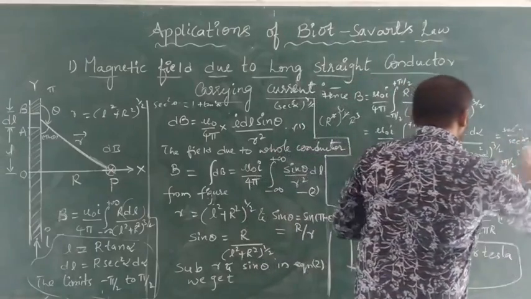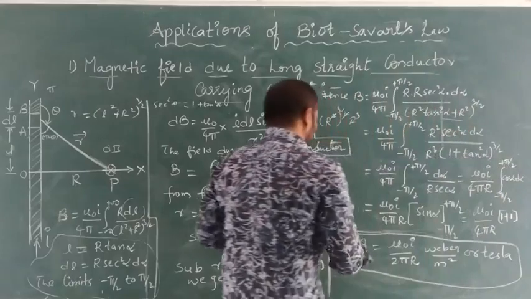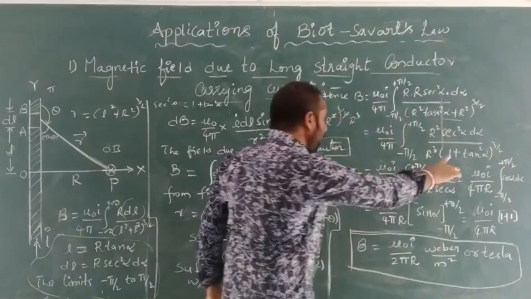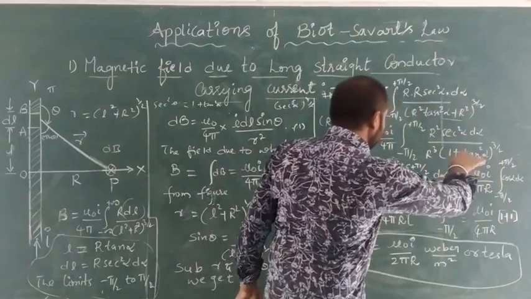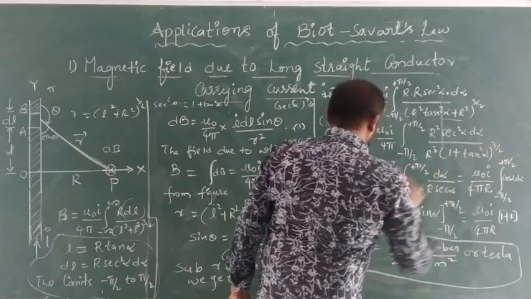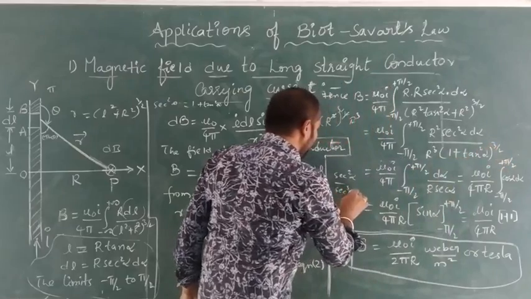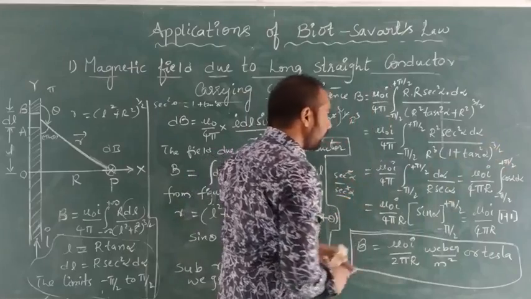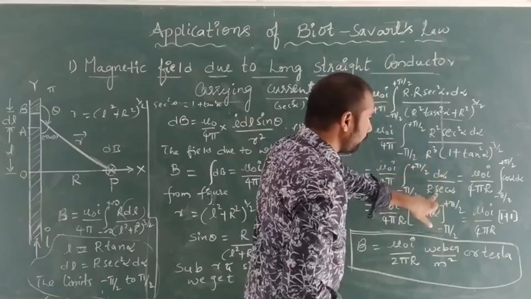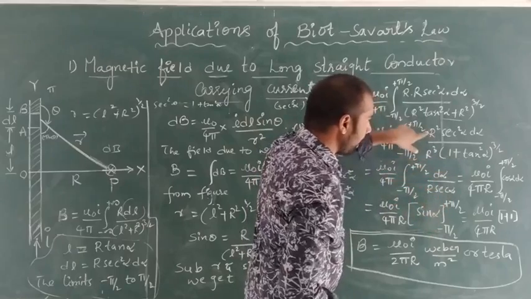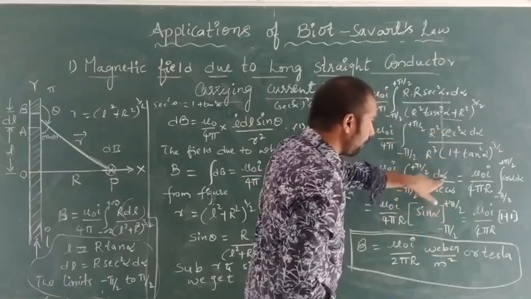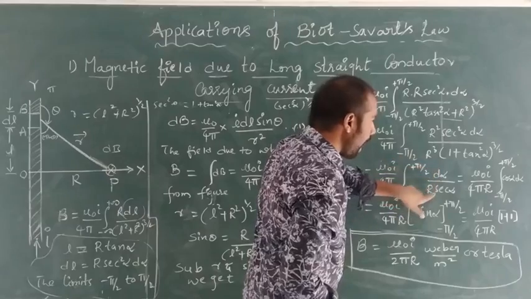So in the numerator we have secant square alpha, and in the denominator, because 1 plus tan square alpha is secant square alpha, whole power 3 by 2, we have secant cube. Now secant square and secant cube cancel, only one secant alpha remains in the denominator, and r square and r cancel, leaving only r. So in the numerator we have d alpha, and in the denominator we have r secant alpha.